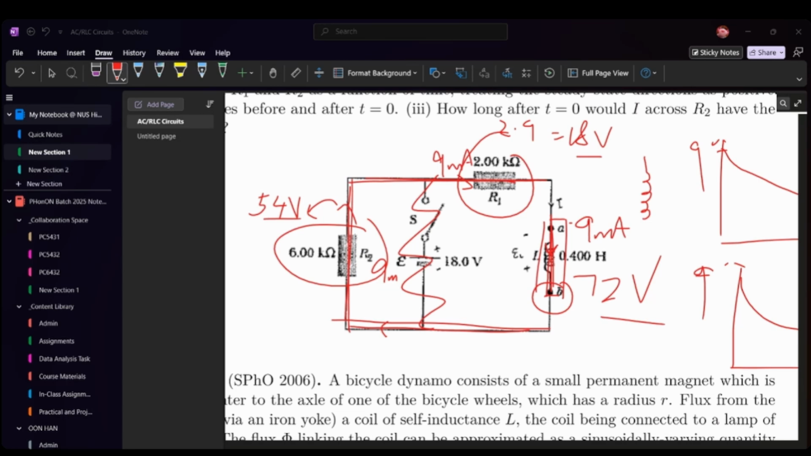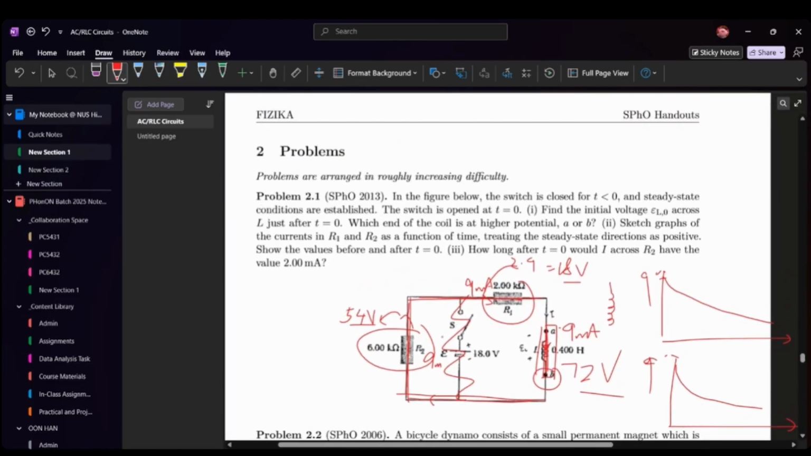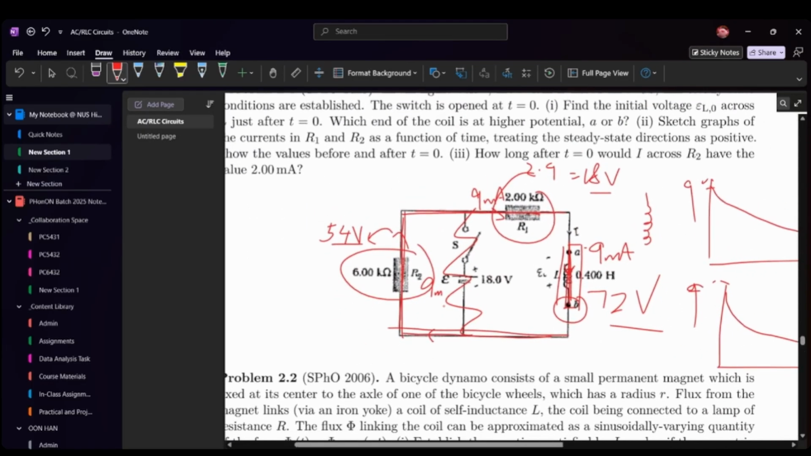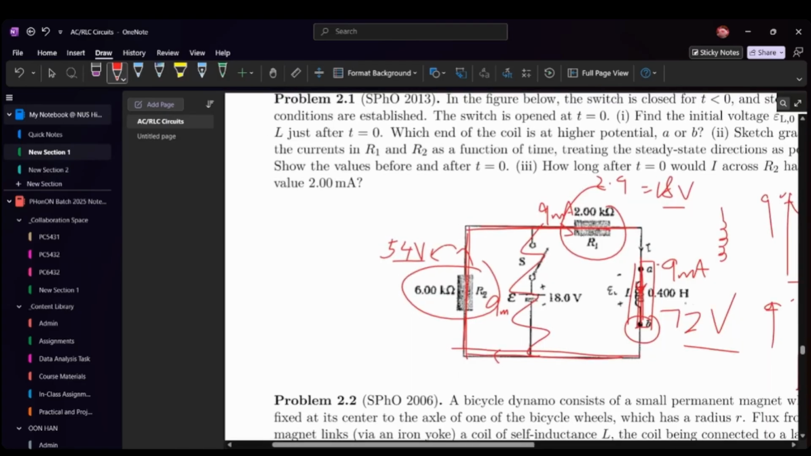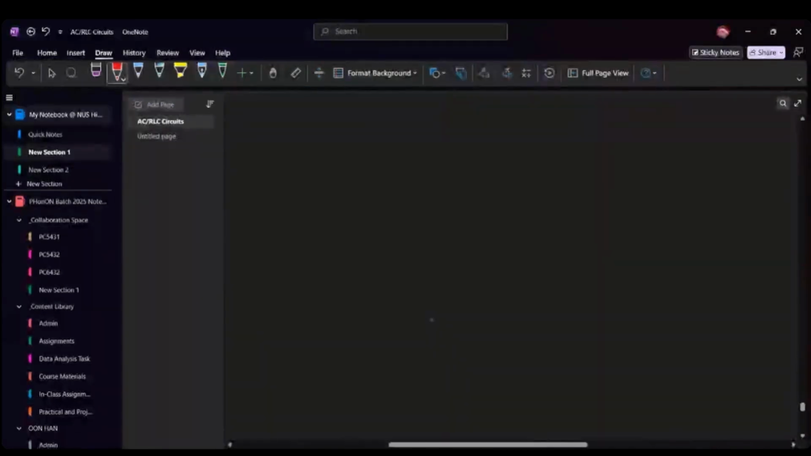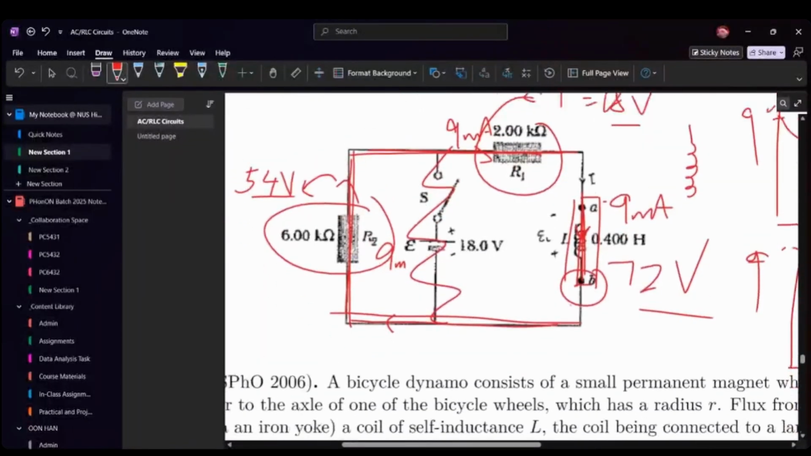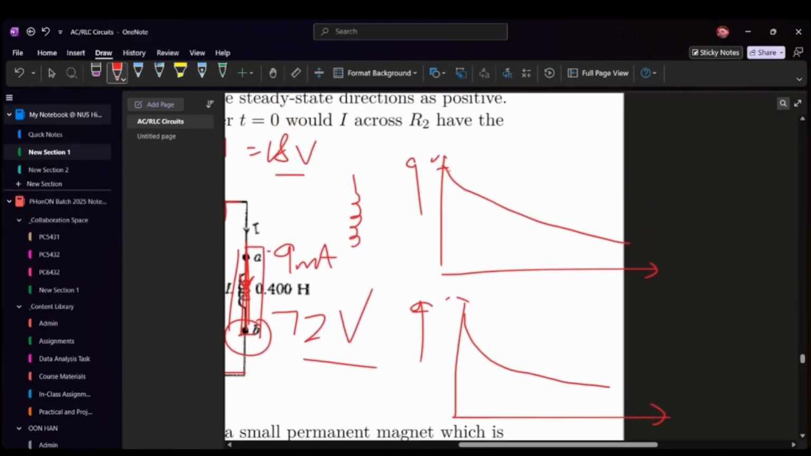What is this question? Is opened. This graph of the current in R1, R2. Okay, I don't think I really like this question because I don't know why the solutions I'm looking at don't really make sense. This thing is gone, but it should basically look something like this.